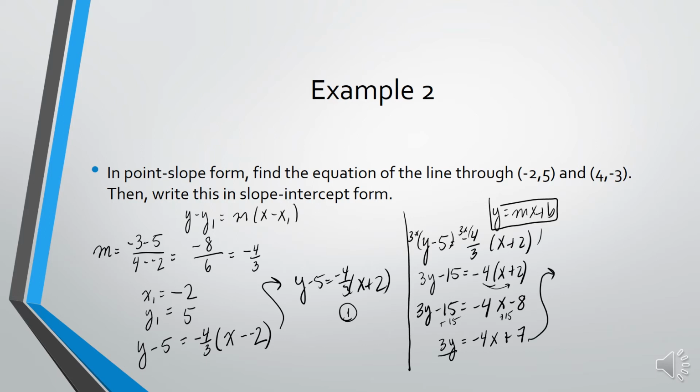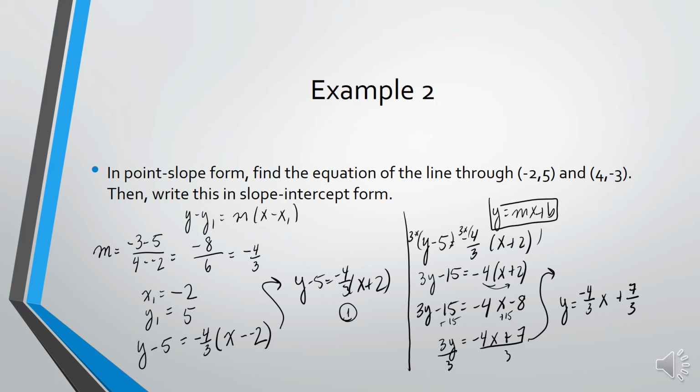And last thing, to get y by itself, I'll divide both sides by 3. And remember, when you divide both sides by 3, you've got to divide everything on the right-hand side by 3. So y equals -4/3 x plus 7/3.